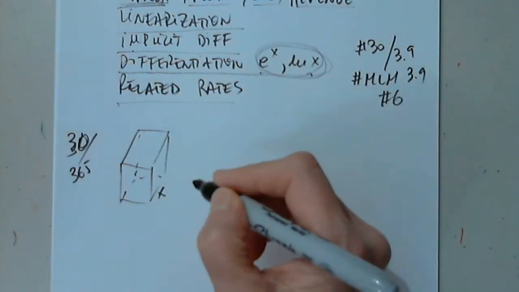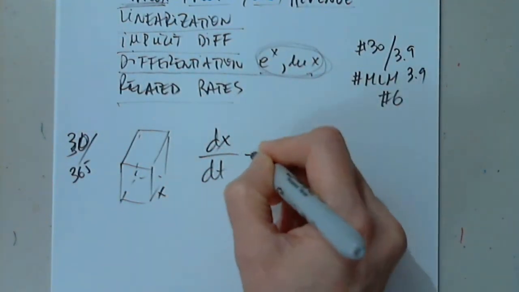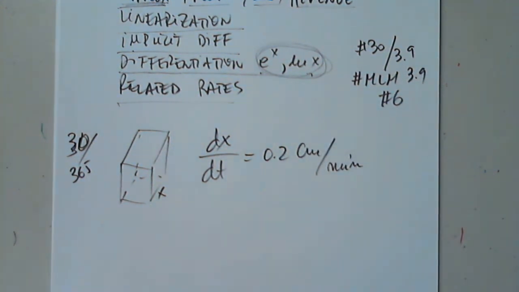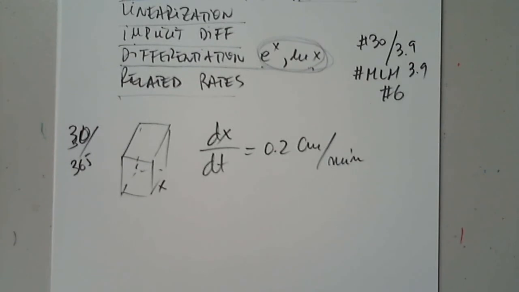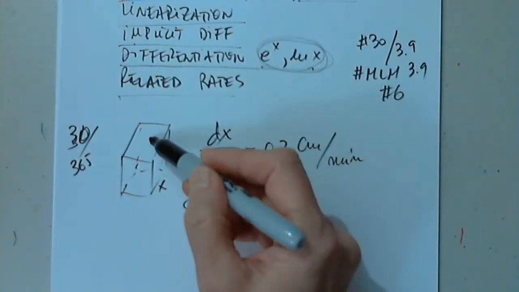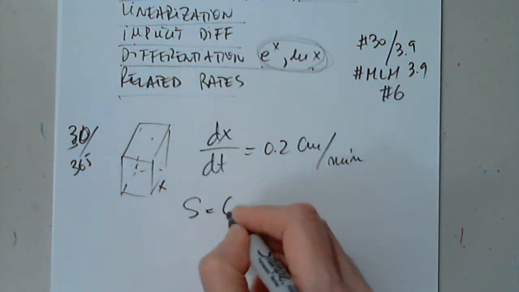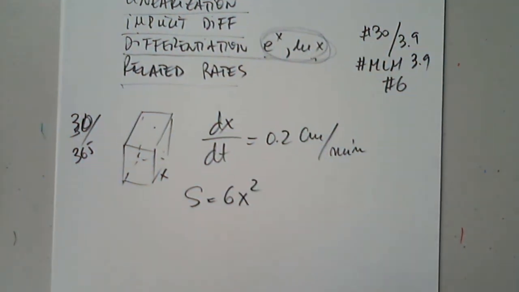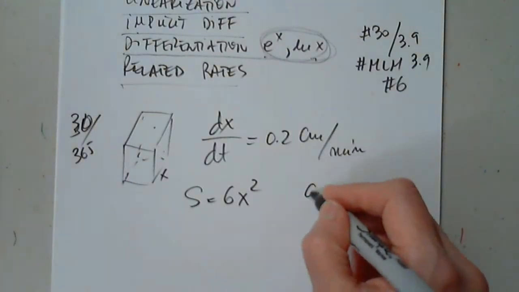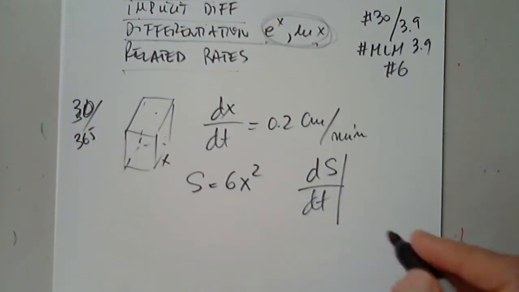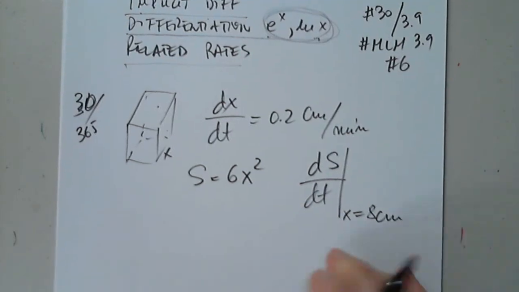So we have that if this is x, then dx over dt equals 0.2 centimeters per minute. Find the rate at which the surface area is changing at the moment when the length of one side is 8. The surface area is 6x squared, six faces, that's the formula for the surface area. So we are asked to find ds over dt when x is 8.